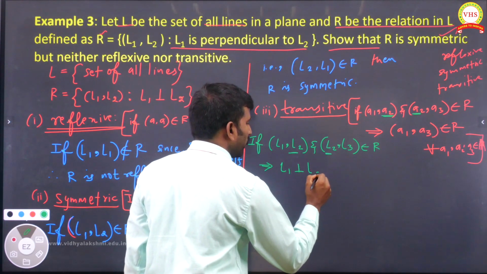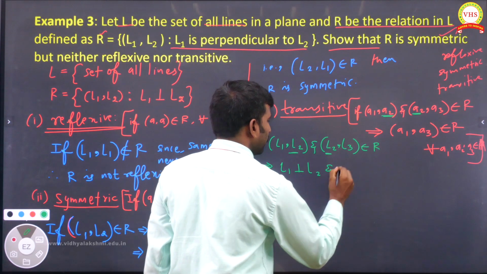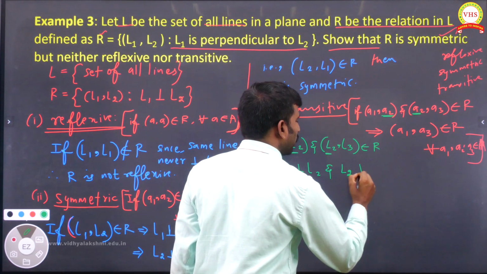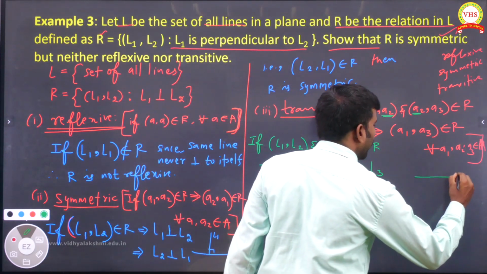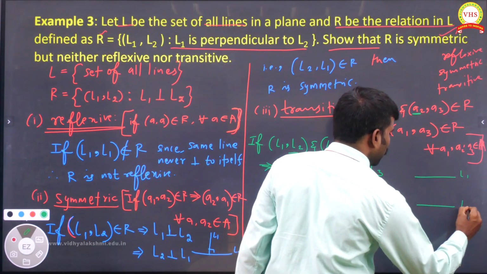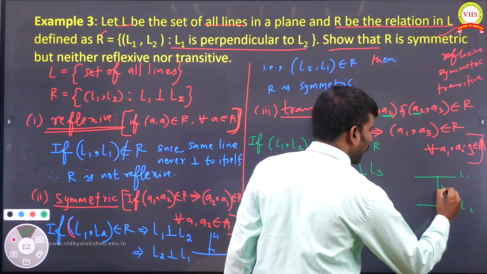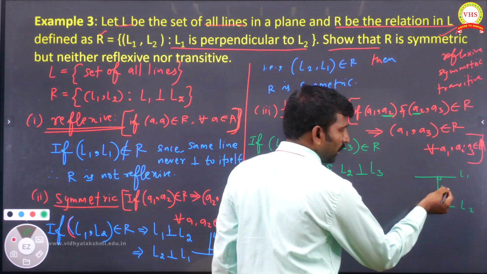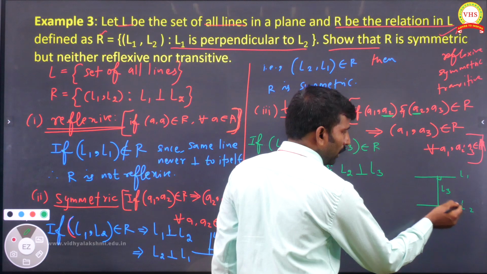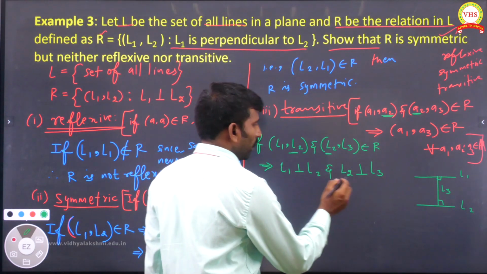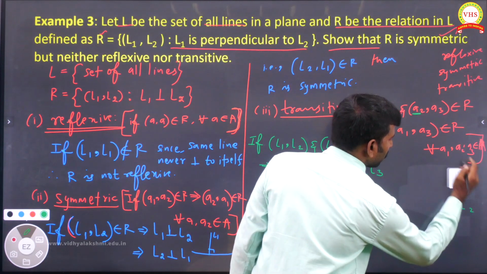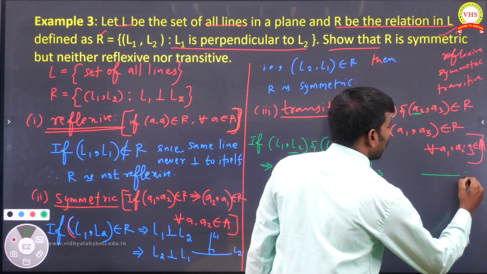L1 perpendicular to L2 and L2 perpendicular to L3 is the meaning. That means we have two lines, L1 and L2, both perpendicular to L3. L3 perpendicular to L1, L2 perpendicular to L3. Have you noticed? But here L1 perpendicular to L2. Wait, I will change the diagram.